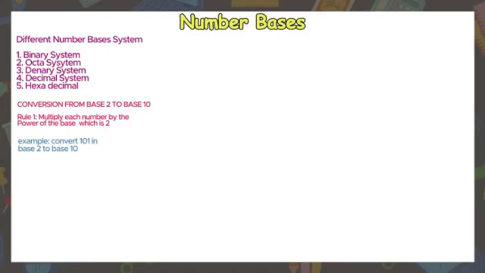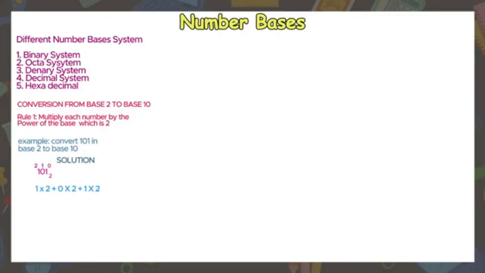Write the number 101 base 2. You label from the back, starting with 0, 1 and 2. What are we going to have? We are going to have 1 multiplied by 2 raised to power 2 plus 0 multiplied by 2 raised to power 1 plus 1 multiplied by 2 raised to power 0. And you remember, any number raised to power 0 is 1.